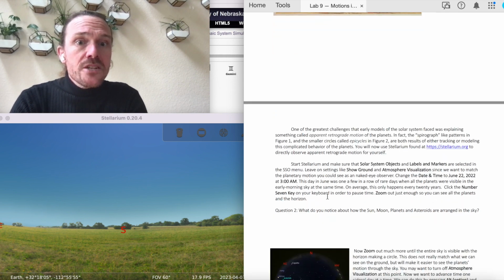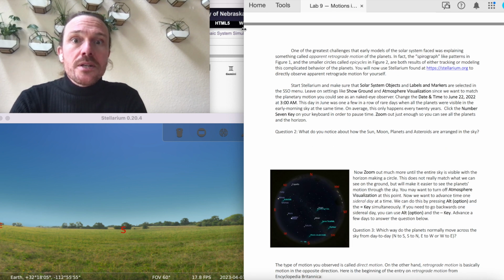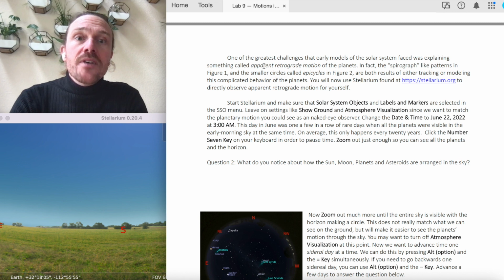So if you look here on page 3, which I'll make a little bit larger, we have a statement, which I'm actually going to go ahead and read right here. One of the greatest challenges that early models of the solar system faced was explaining something called apparent retrograde motion. In fact, the spirograph-like patterns in figure 1 and the smaller circles called epicycles in figure 2 are both results of either tracking or modeling this complicated behavior of the planets. You will now use Stellarium, which I already have open here, to directly observe apparent retrograde motion for yourself.